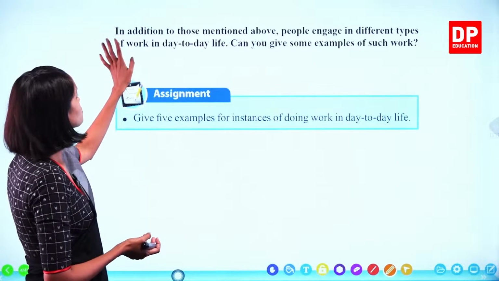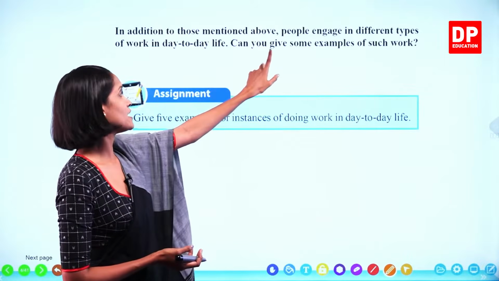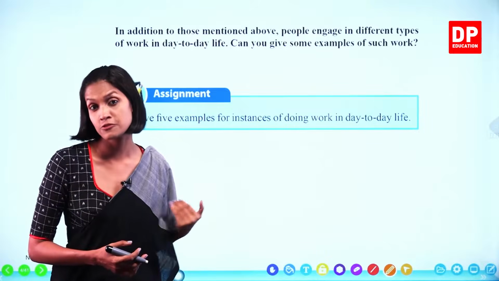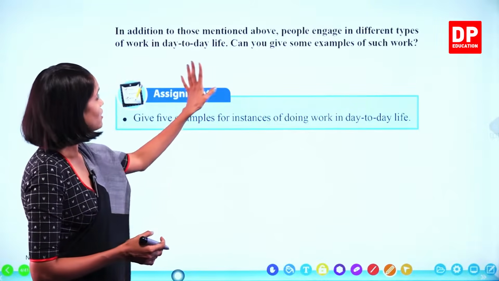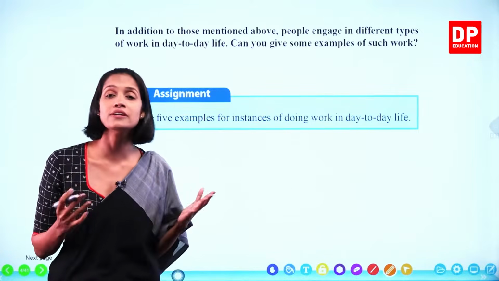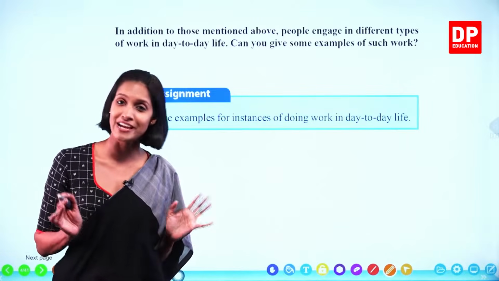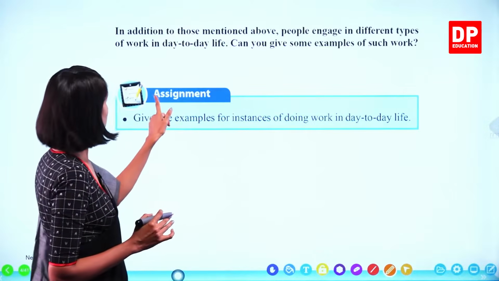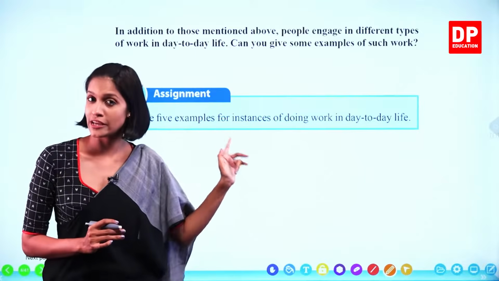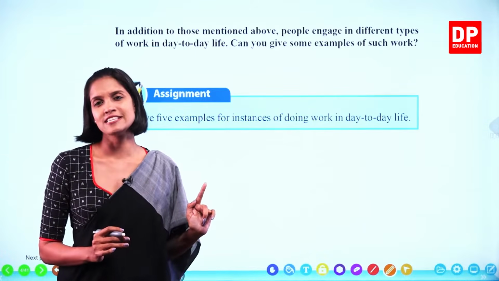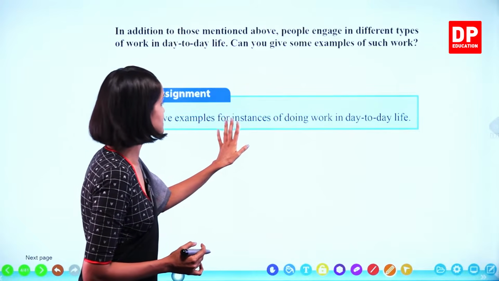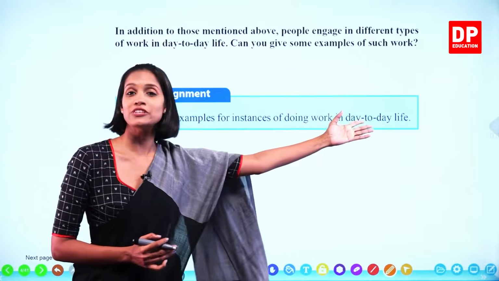Right. So in addition to those mentioned above, people engage in different types of work in day-to-day life. Previously only 4 examples were given. Okay? So can you give some examples of such work? Now we all can give many examples for different types of work that we do in our day-to-day lives. Okay? So we have to do this assignment. Before I explain, you all can do this very easily. Okay? Let's see. Give 5 examples for instances of doing work in day-to-day life.